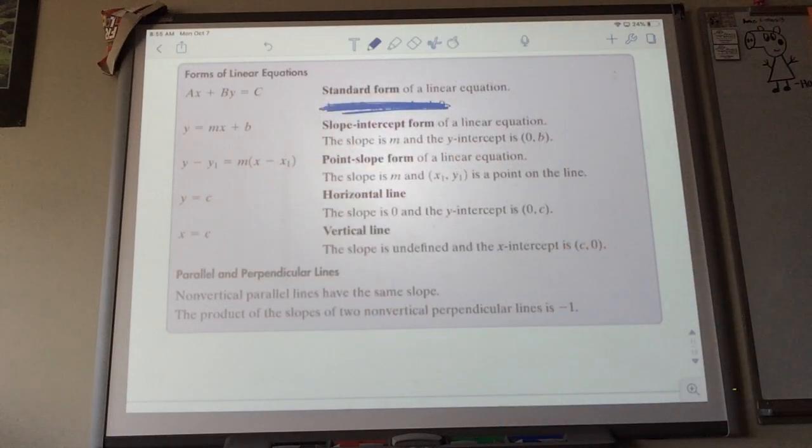And then parallel and perpendicular. I told you not to think of it this way. I said use this: opposite reciprocal. Okay, so don't think of it like that last line where it says the product of two non-vertical perpendicular lines is -1. I don't like that.